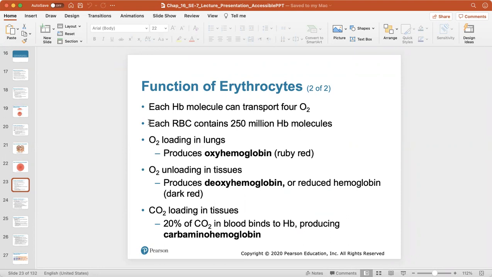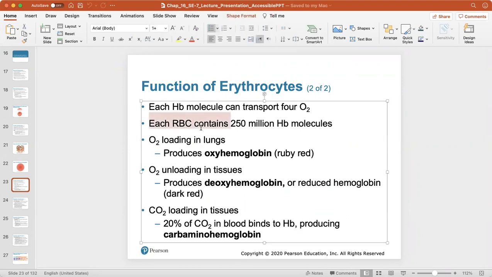So this means that each red blood cell contains 250 million hemoglobin molecules. So 250 million hemoglobin molecules, each transporting 4 oxygens, means that 1 red blood cell can contain up to 1 billion oxygen molecules. Oxygen loading in lungs produces oxyhemoglobin, which is a ruby red color. And oxygen unloading in tissues produces deoxyhemoglobin, or reduced hemoglobin, which is a darker red.